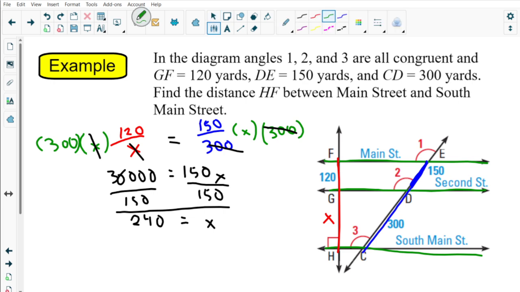Now one more piece to this, that won't quite be our final answer because it asks us for h to f. So if I want h to f, that is this entire distance right here. Well, now I know all the pieces. So to get h to f, we're going to take the 120 that we already had, plus the 240 that we just solved for, which will give us 360 yards. Let's put a label on that.